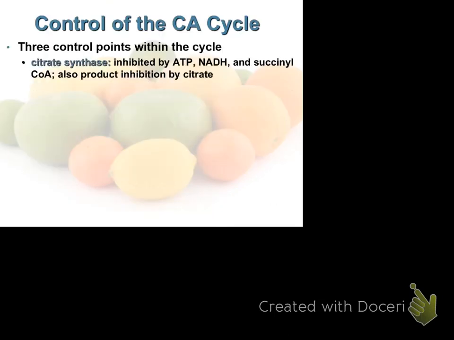Okay, so we have the control points. I've already told you that there are 3 points within the cycle. One is citrate synthase, because it's inhibited by ATP and NADH, which should make sense, and then acetyl-CoA, which is coming from step 4, as well as citrate.